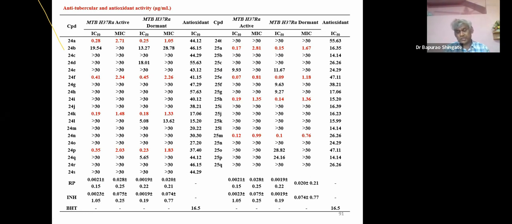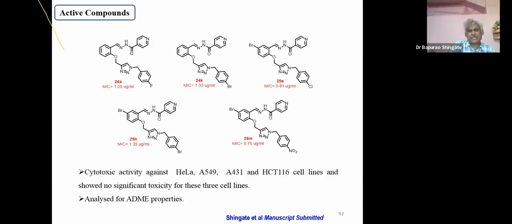rifampicin, and we were able to have this kind of structure activity relationship over here as the most active compounds with lower MIC or IC50 value. These most active compounds are showing lower MIC value, and none of the synthesized compounds is toxic against the four cell lines, and we also studied ADME properties. And this particular work, a huge work, we have communicated to some of the excellent journals of medicinal chemistry.